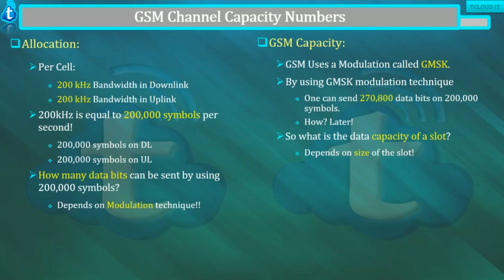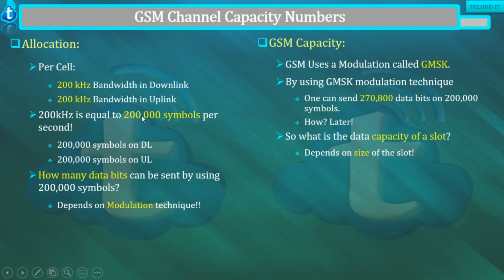Now, how much data we can send on a slot depends on the size of the slot. Obviously, it must depend on the size of the slot. Why? For example, if the size of the slot is 1 second, which is 1,000 milliseconds, how many bits can we send? 270,800 bits. The reason is that hertz is always per second.